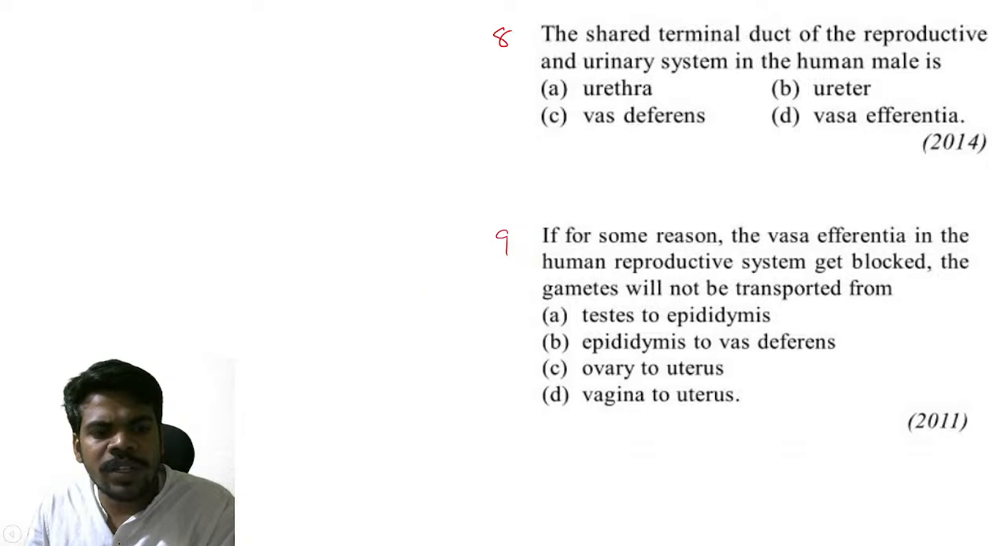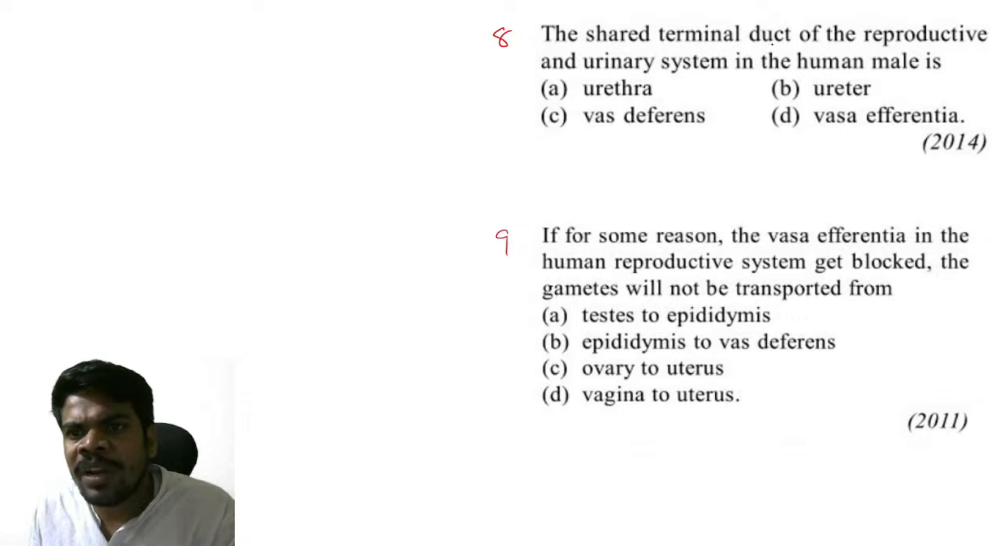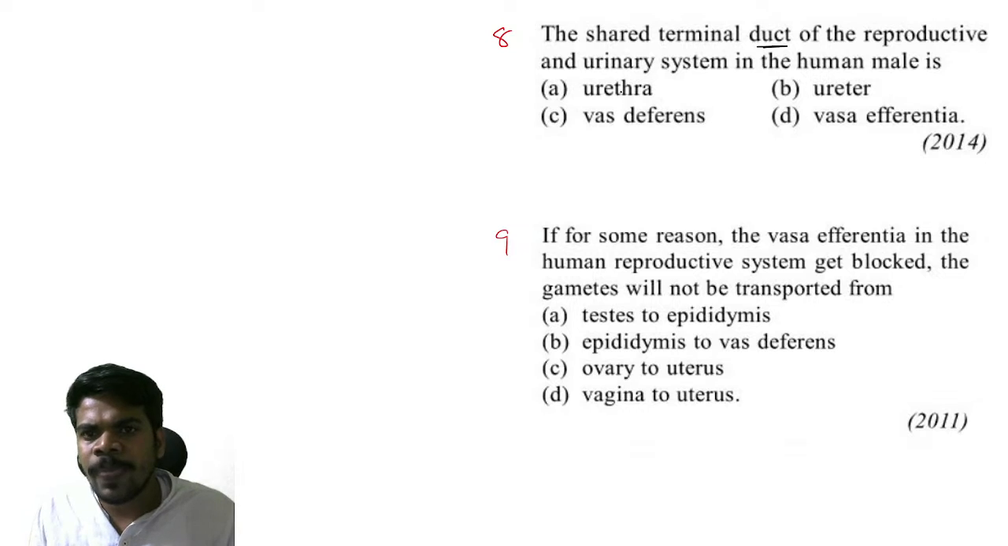Next question, can you answer from the same paragraph? The shared terminal duct of the reproductive and urinary system in the human male. Eighth question, can anybody answer? Reproductive and urinary system both.